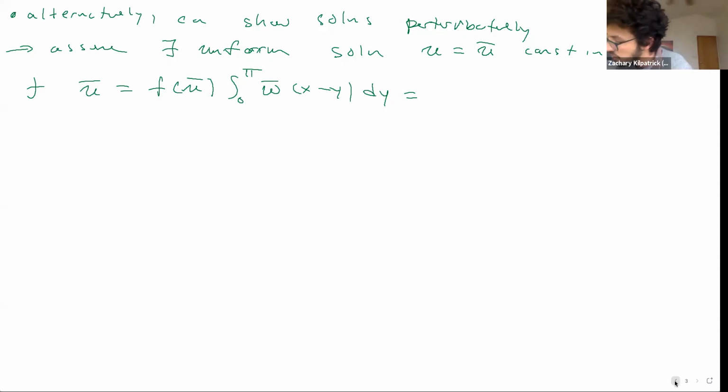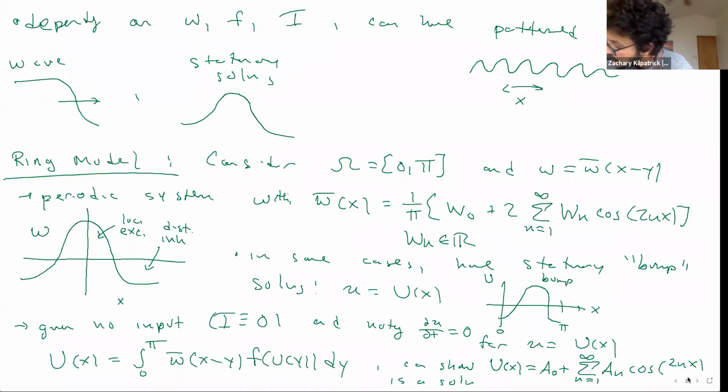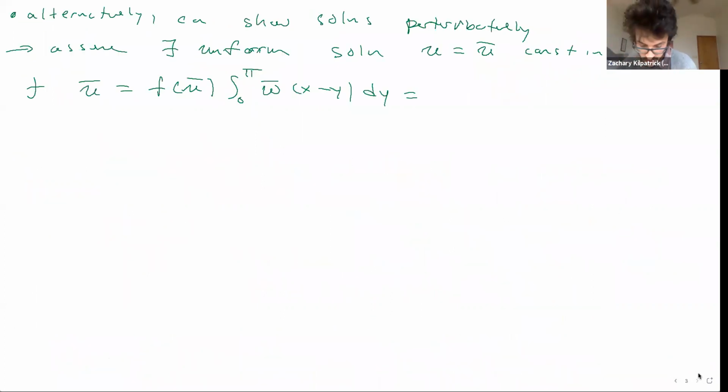And if we use this kernel here, all these cosines are going to integrate out, and the only thing we're going to be left with is W0. So this uniform state is actually going to be given by this rather simple implicit equation: U bar equals f of U bar times W0.